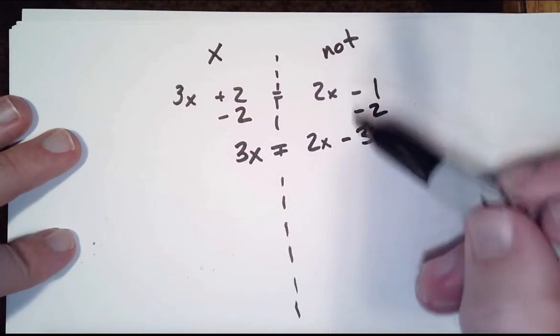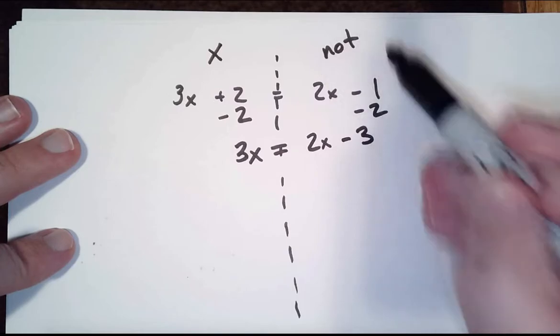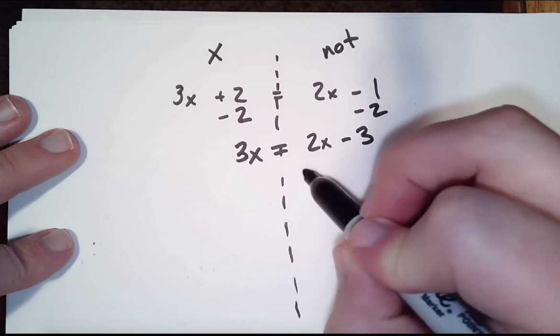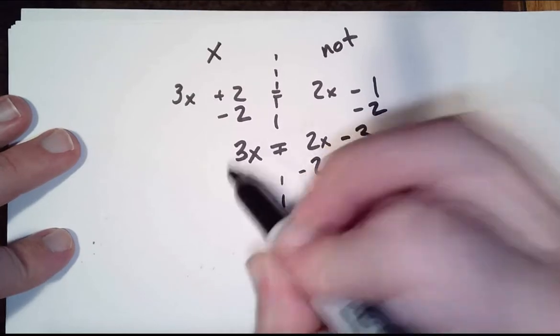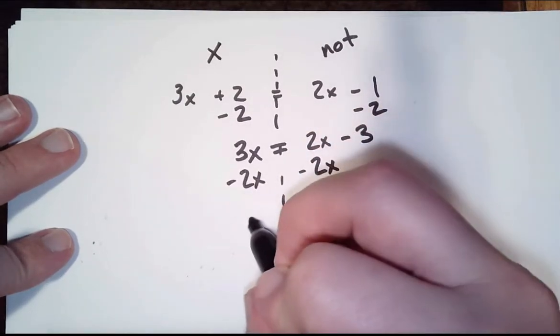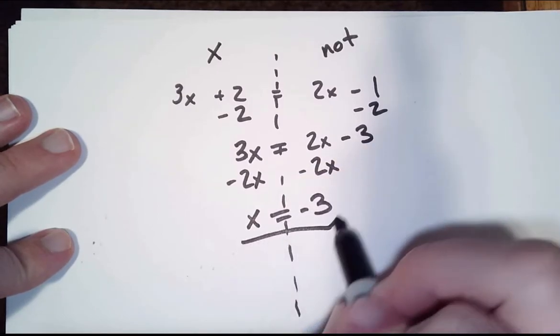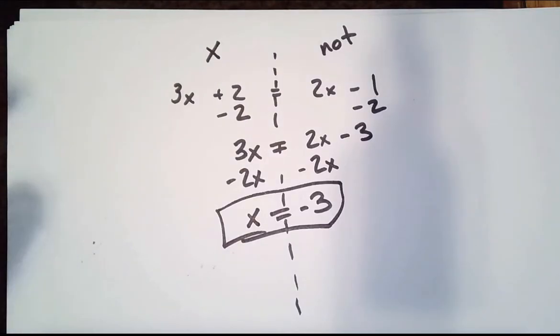This side can only be things with not an x or no x's. So I have to get rid of this 2x. How do I get rid of 2x? Minus 2x. And I'm left with x equals negative 3. And that is my answer.